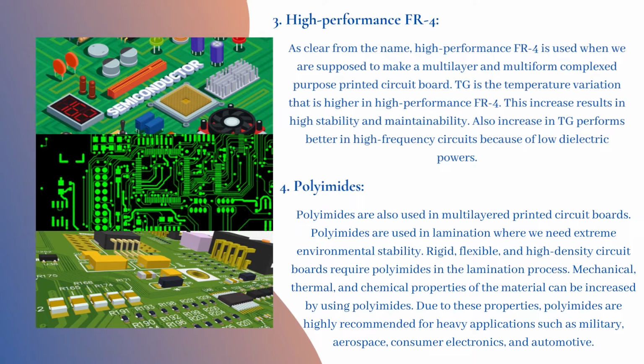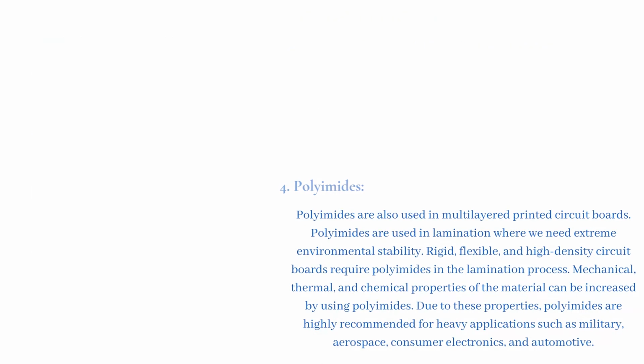Polyamides. Polyamides are also used in multilayered printed circuit boards. Polyamides are used in lamination where we need extreme environmental stability. Rigid, flexible, and high-density circuit boards require polyamides in the lamination process. Mechanical, thermal, and chemical properties of the material can be increased by using polyamides. Due to these properties, polyamides are highly recommended for heavy applications such as military, aerospace, consumer electronics, and automotive.